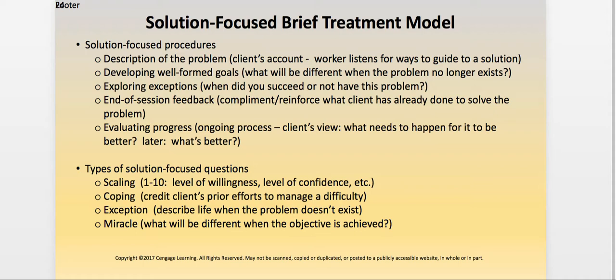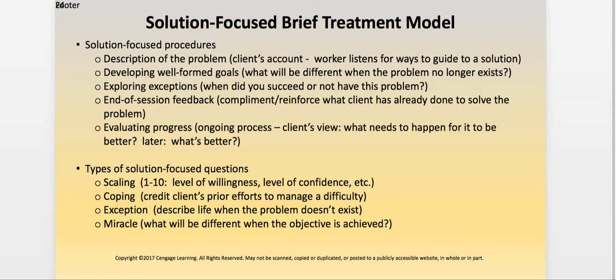So the parent has just lost it and doesn't know what to do. But there have been times in the past where the parent has, in one way or another, been successful in dealing with the problem, even if it just kind of forestalled kicking the kid out. What did the client do? And find ways to compliment the client for having the courage to do those things, and trying in the face of adversity to continue. And then finally evaluating progress. And this is an ongoing process.